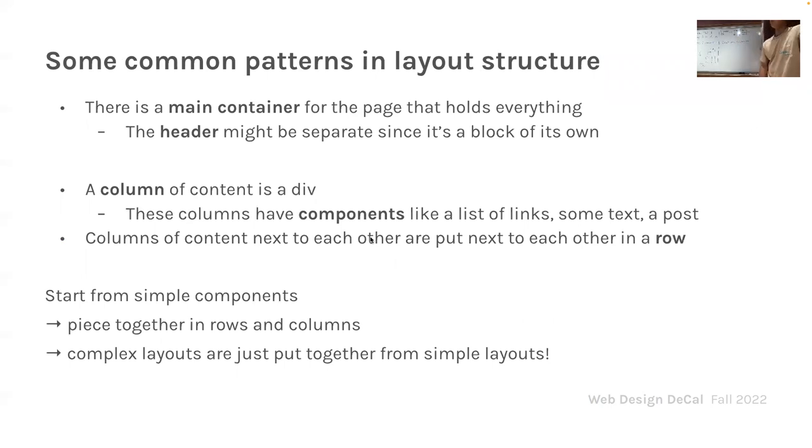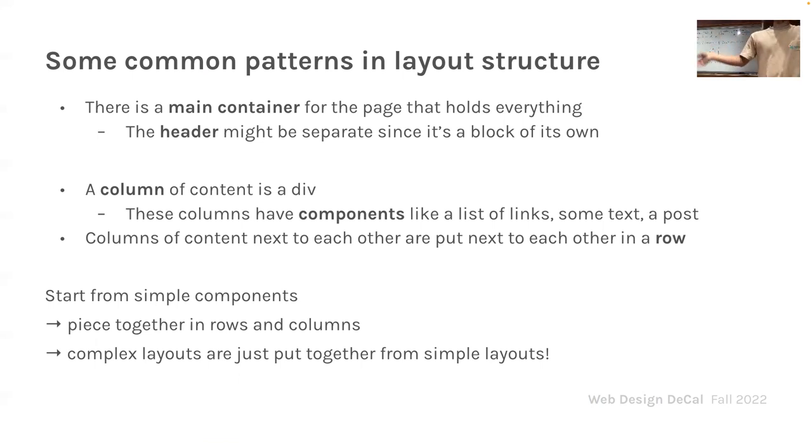A pretty common pattern in layout structure is that there's always a main container for the page that holds pretty much everything. The header might be separate, just because, as we saw in the Facebook example, it's in a block of its own, but the rest of the elements should go in that main container. And if you see a column, that's usually a div, or if you see a row, that's usually a div, and then you can put pretty much whatever you want in there.